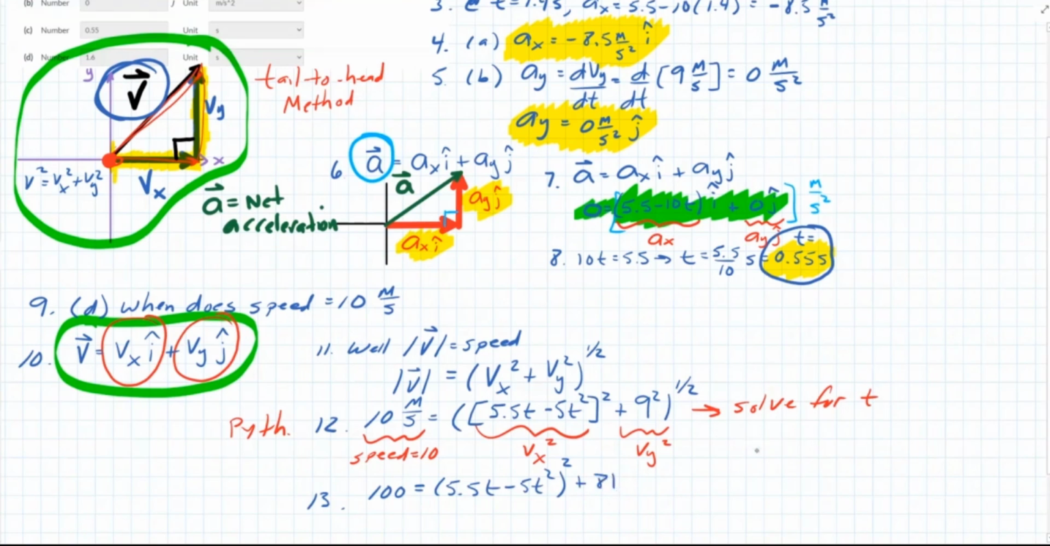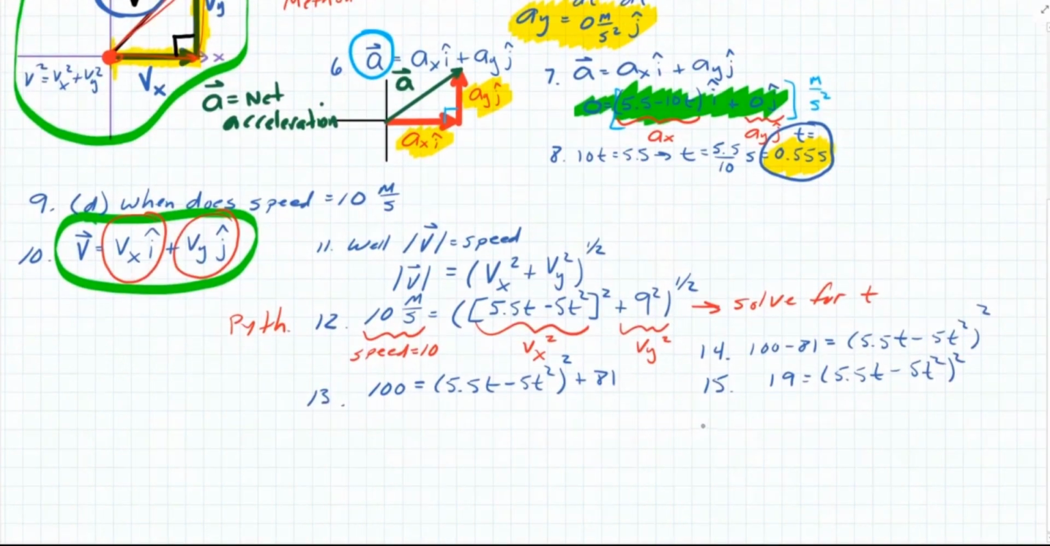That's my step 13. Here's my step 14. 100 minus 81 equals (5.5t minus 5t squared) quantity squared. 100 minus 81 is 19. So my left side now is 19 equals, I guess I'll repeat it, 5.5t minus 5t squared, all of that squared. I'm going to square root both sides.